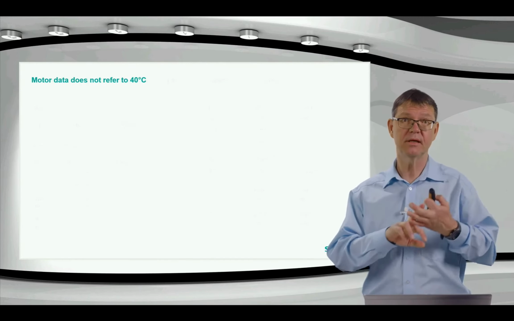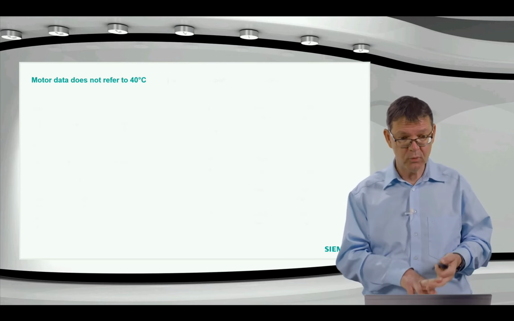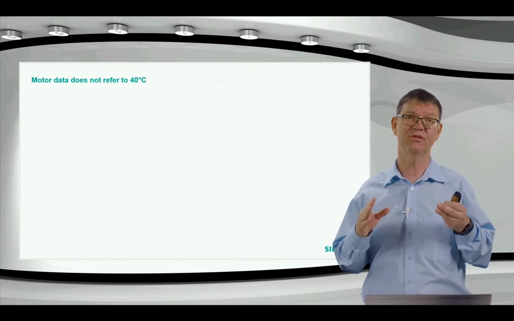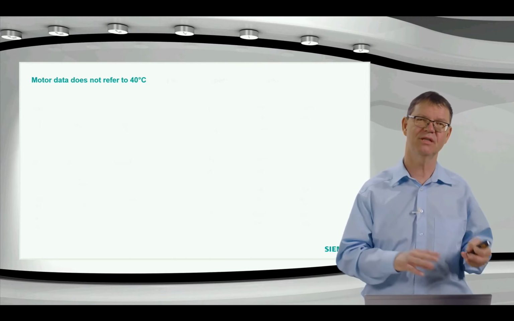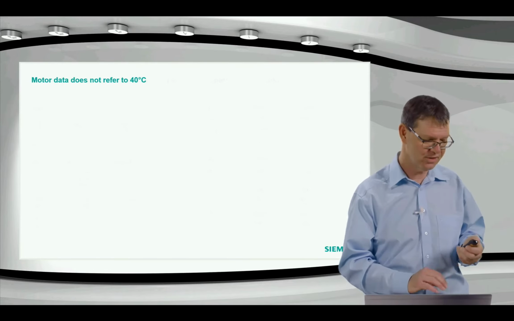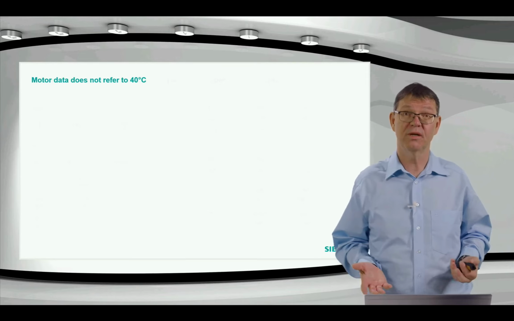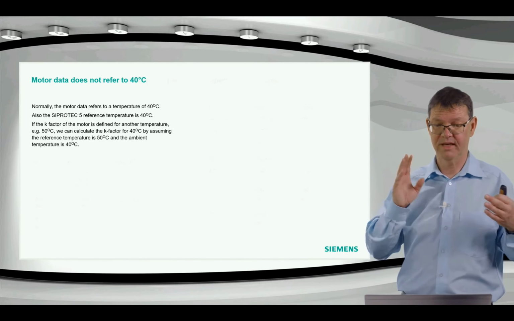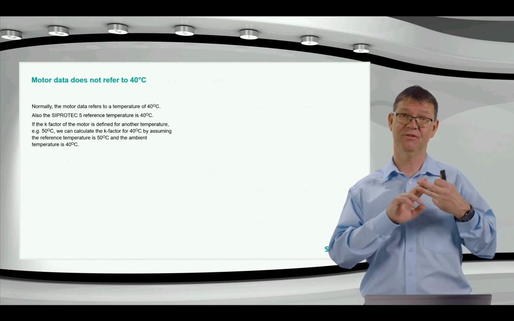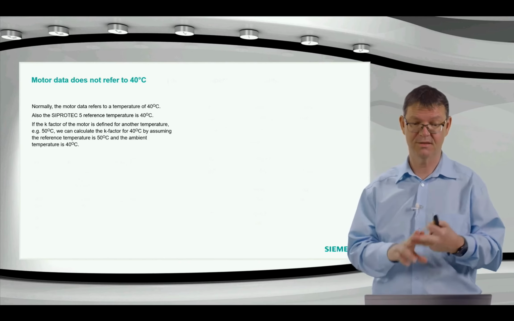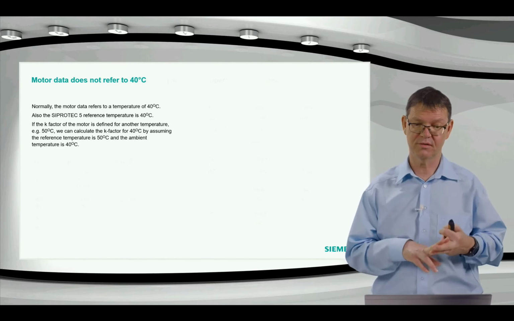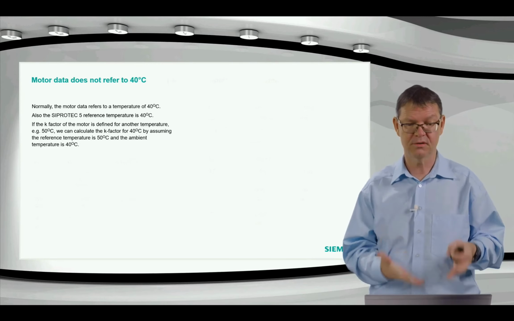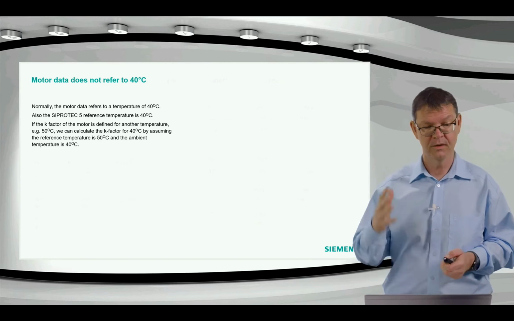Okay, then recently I had an example where we got the data for the motor, the K factor, but this was referring to 50 degrees and not to the 40 degrees. And then the question is, what can we do now? And on top of that, the maximum ambient temperature was 55 degrees Celsius instead of 50 degrees or 40 degrees. So everything mixed up. And we had to sort this out. And this I do here on the slide for you.